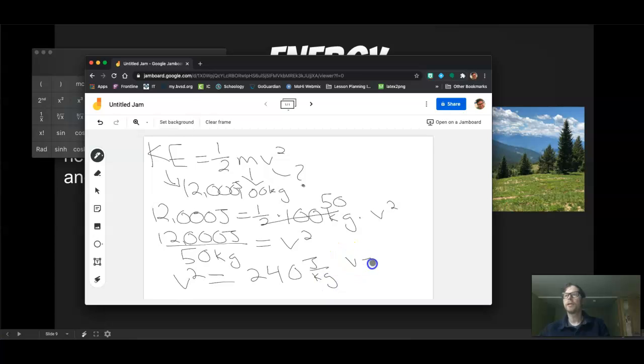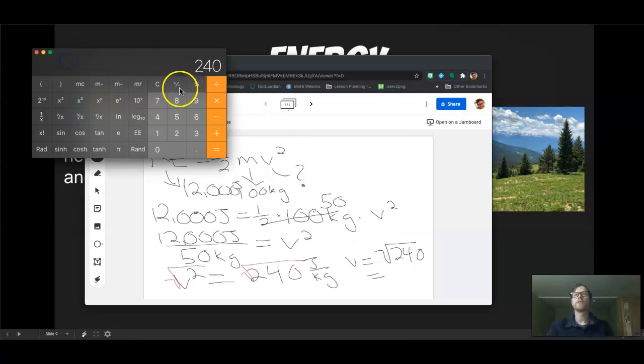So v, now we have to take the square root. I'm going to change my color so it's obvious what I'm doing. We have to square root both sides. If we are going to get v simply by itself, we need to square root both sides. So that means v is equal to the square root of 240. And that's another great use of our calculator here. Let's just hit the square root button, and that is about 15.5, right?